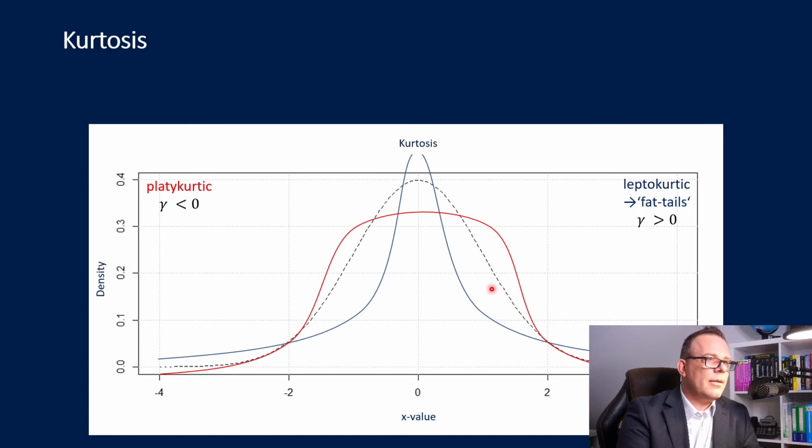The platykurtic distribution here, of course, has a flat peak. It has a flat peak and it goes far below the normal distribution here.